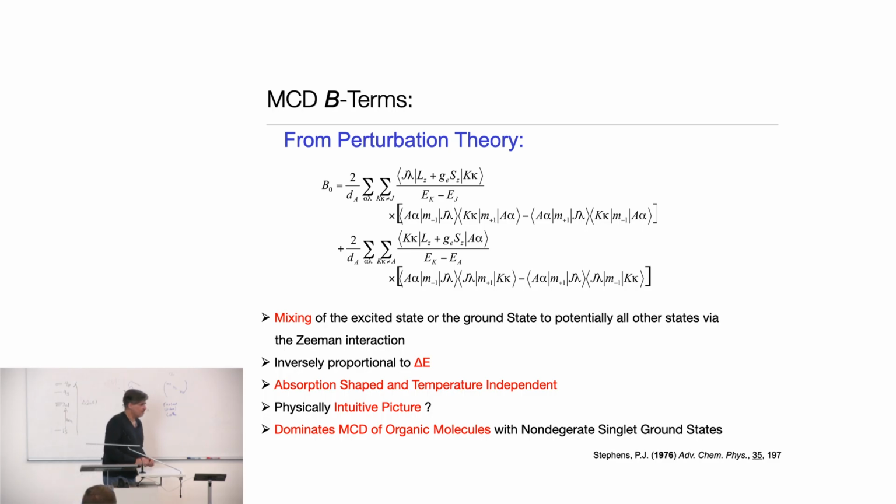So organic chemists have always been very keen on using MCD spectroscopy in a way that, as I said, you just place a magnet into the CD spectrometer and measure.